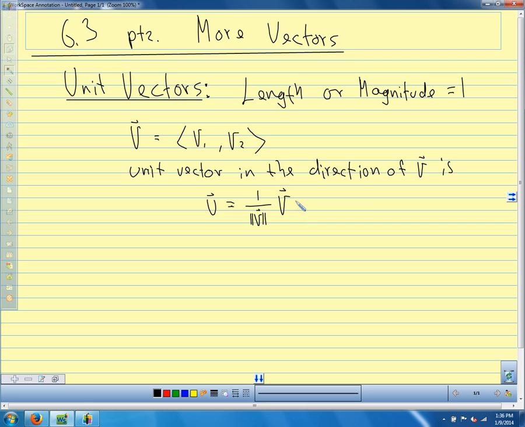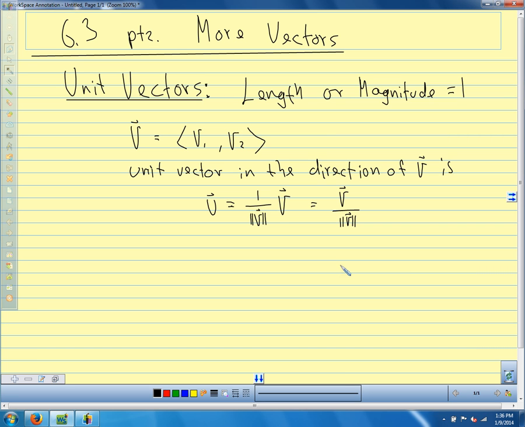So we're dividing its length out of the vector. And the other way that you'll see this written is v over the length of v. Same thing. So we're taking this vector and we're just dividing its length out. That gives us a unit vector in the same direction. And then what this lets us do is just work with the direction of v and not have to worry about its length.